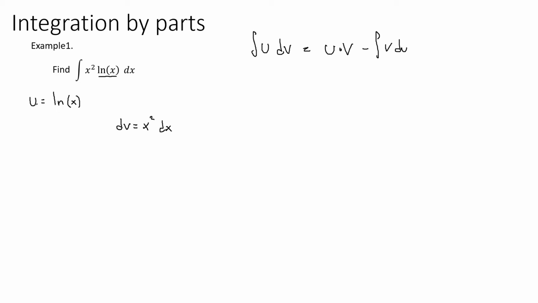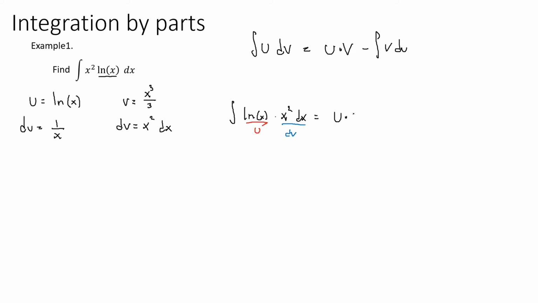So we will take the derivative of u to find out du. We know that derivative of ln is 1 over x. And integral of x squared is x to the third over 3. So we're solving for integral of ln of x times x squared dx. Again, I rewrote it because we called u as ln of x, dv as x squared dx. So I just rearranged so you guys could see it better.